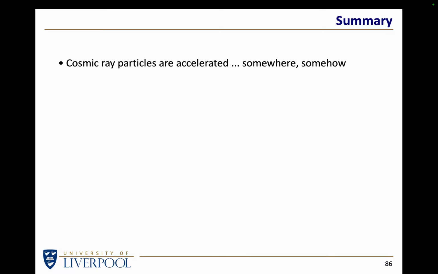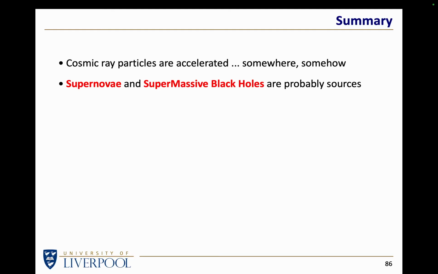So the bottom line is cosmic rays, well, they're interesting for quite a few reasons. These particles are accelerated somewhere, somehow. We don't know where, we don't know how. Somehow they get these enormous energies. Perhaps supernovae and supermassive black holes are sources. They are probably sources, but we are not absolutely sure. Maybe there are other sources that we haven't thought of yet. Maybe there are some violent processes in the universe which are capable of accelerating particles to these sorts of speeds.